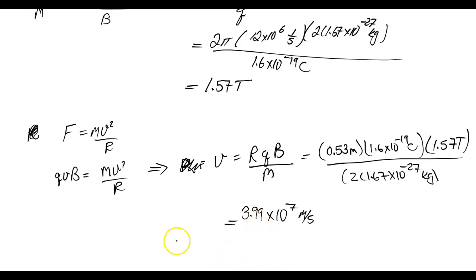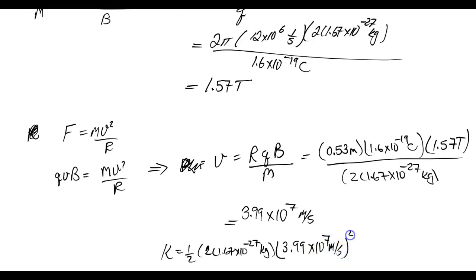And so the kinetic energy is 1/2 the mass, which is twice 1.67 times 10 to the minus 27th kilogram, times the speed, which is 3.99 times 10 to the 7th meters per second squared, which gives us 2.7 times 10 to the negative 12 joules.